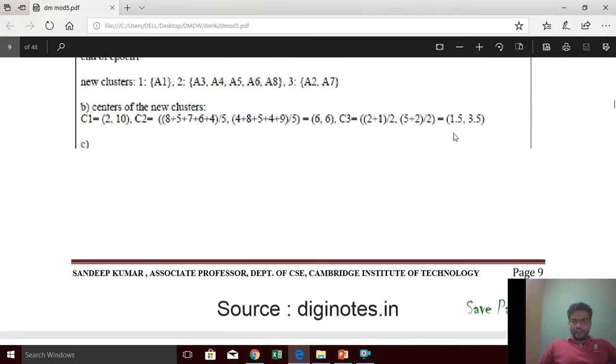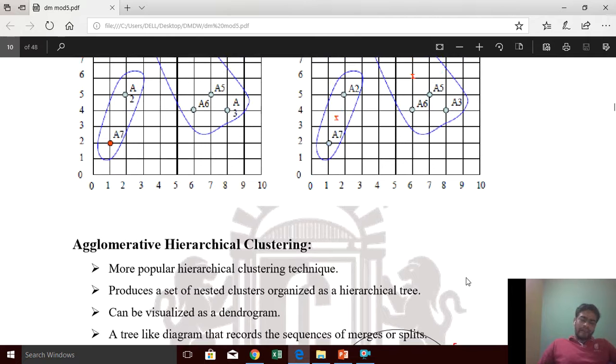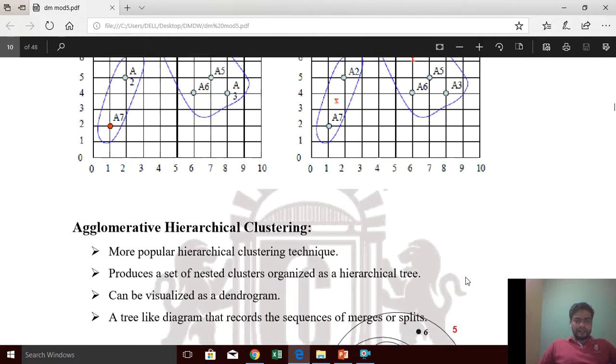What is the new value for the third cluster? 1.5 and 3.5. This represents the new center values. Okay, so that is all regarding the k-means algorithm with an example.